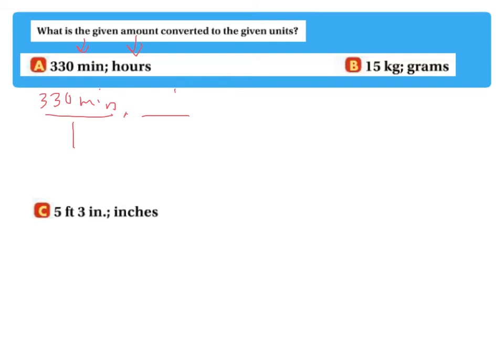So I'm going to put hours on top. And then on bottom, I'm going to put minutes. The reason I want to make sure that minutes is on bottom is that when I multiply, just like multiplying with numbers, when you multiply with units, if there's one on top and one on bottom, they cancel each other out. So now all I have to do is write in how many hours. 1 hour, there's 60 minutes.